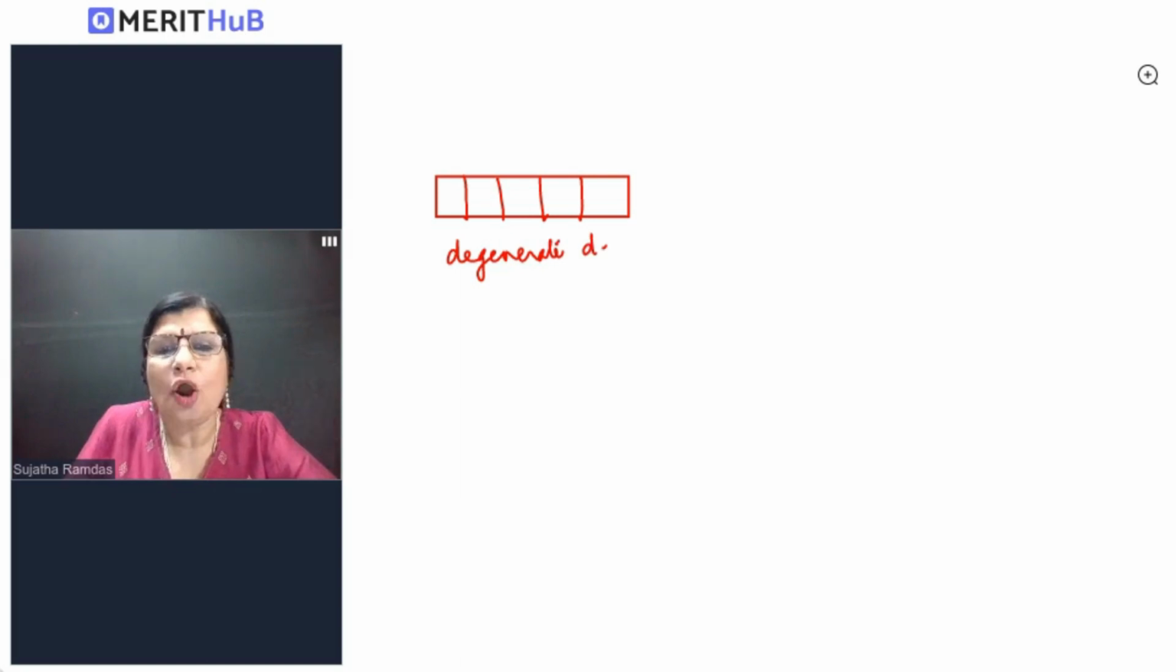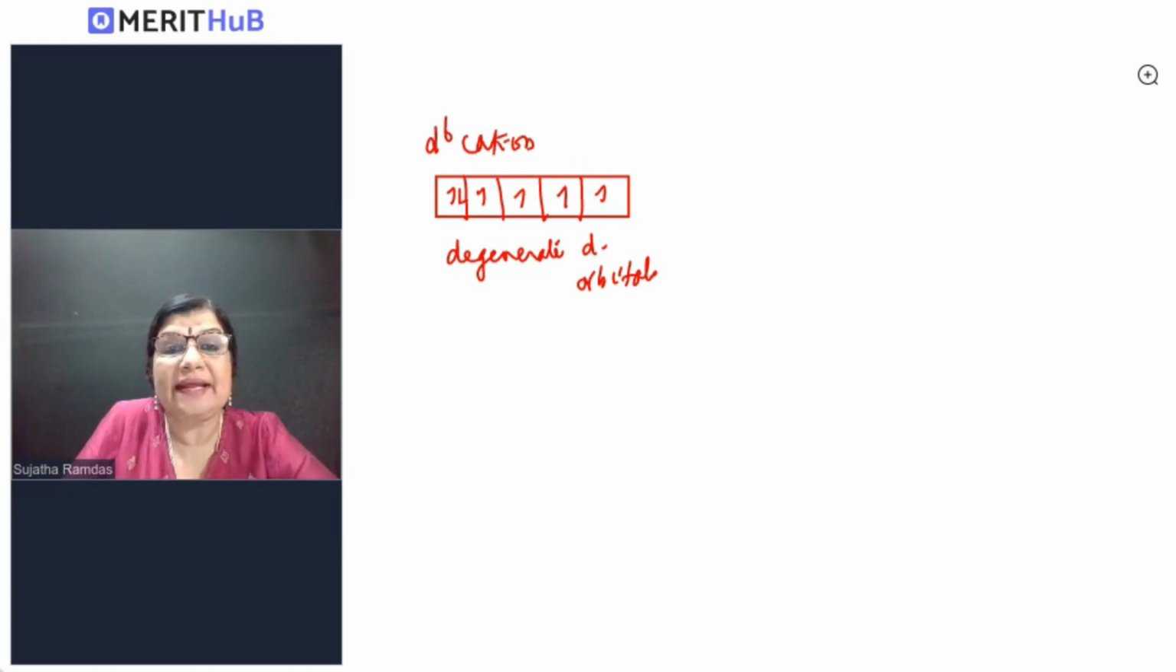Degenerate d orbitals. Now, there are 6 electrons: 1, 2, 3, 4, 5, 6. This is a d6 transition metal ion. When ligands approach this particular transition metal ion, these degenerate orbitals get excited. And when the complex ion is formed, when the ligands form dative bonds with the transition metal ion, that is when the excited degenerate d orbitals undergo splitting.